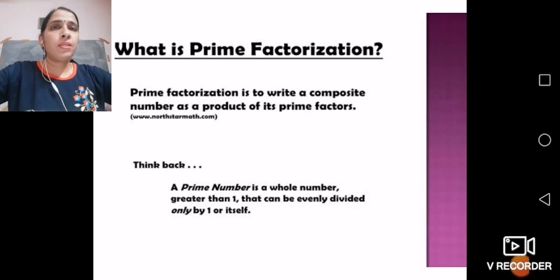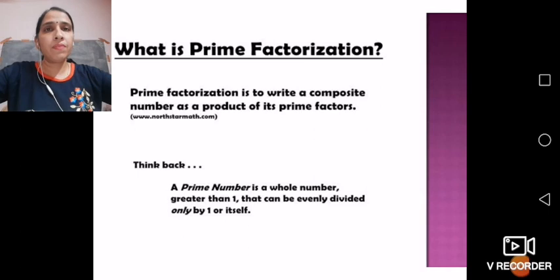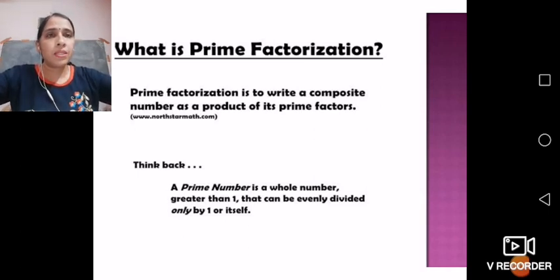Good morning, students. Today we will see what prime factorization is; we did the introduction to prime factorization yesterday. So, what is prime factorization? Prime factorization is to write a composite number as a product of its prime factors.